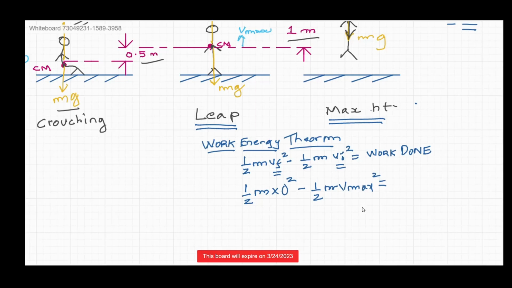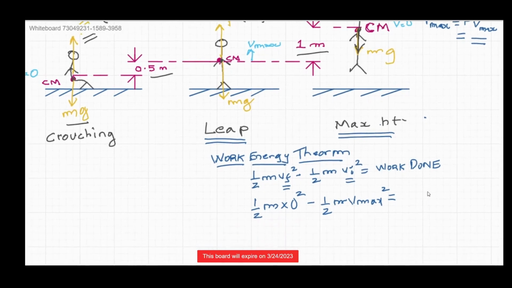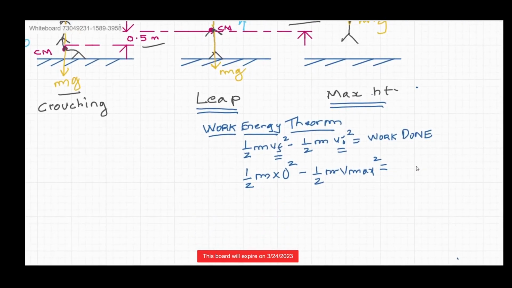Between the leap and the maximum height stage, the only force acting on him is gravity. Please understand, at the time when he just leaps, his contact with the ground ceases, so there is no F acting on him. This is how you need to understand it. Therefore, it is only gravity which is working between the leap and the maximum height stage.